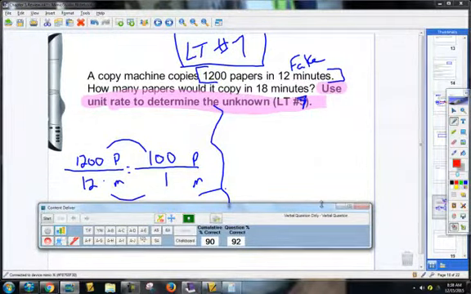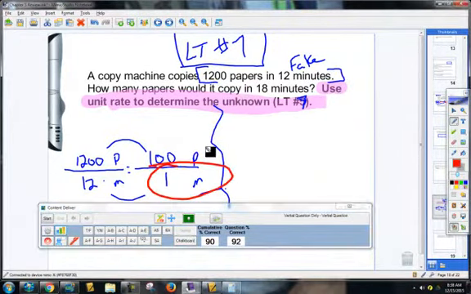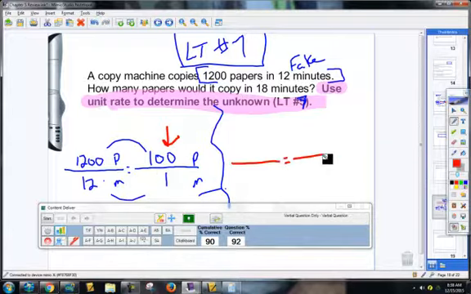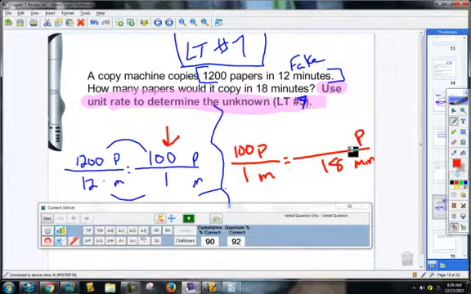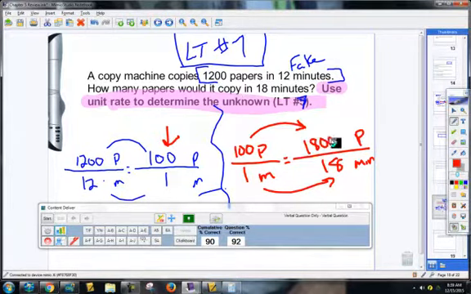This is why you got to be real careful readers. It's not asking for how many papers it would copy per minute. It's asking for how many papers it would be able to copy in 18 minutes. But you must use the unit rate to solve. So we're going to have a second proportion that looks like this. We take that unit rate, but now we put 18 minutes on there. Then you can see that we'd be multiplying by 18 to both top and bottom. That would give us 1,800.